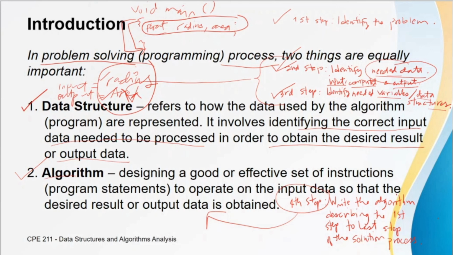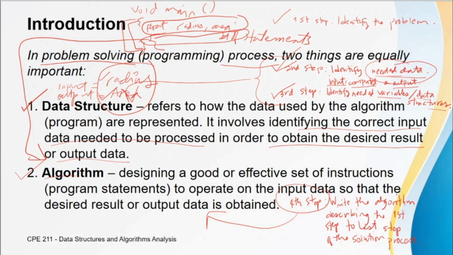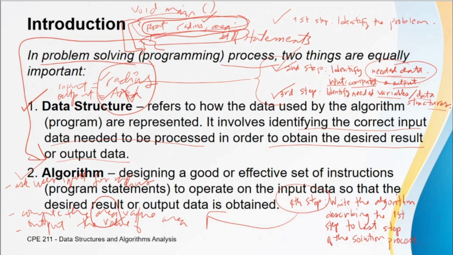And then what follows next would be the set of statements to be executed. And this set of statements describes the underlying algorithm of the process of computing for the area given this radius. So again, a program has two aspects: the data structure used in the program, and second, the underlying algorithm of the program's process in solving the problem.